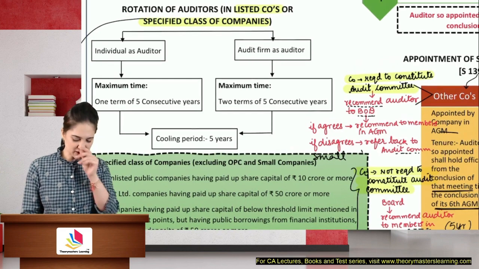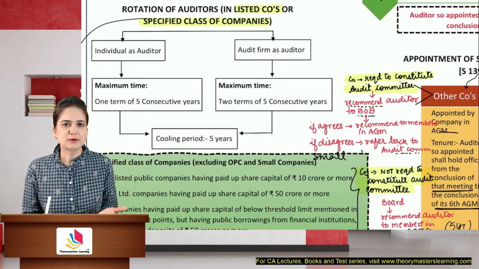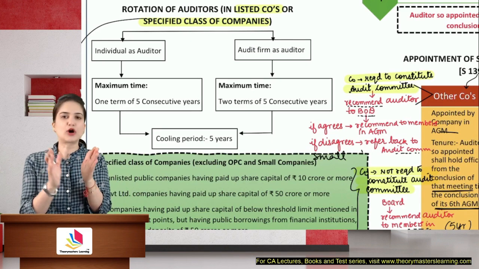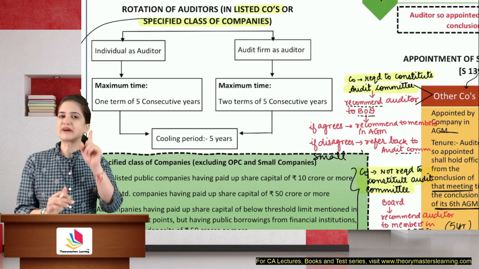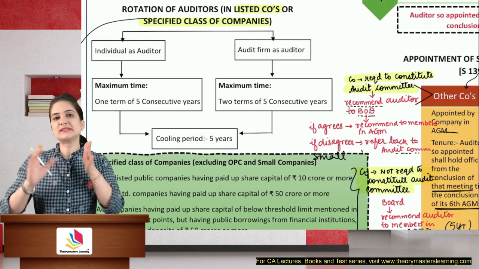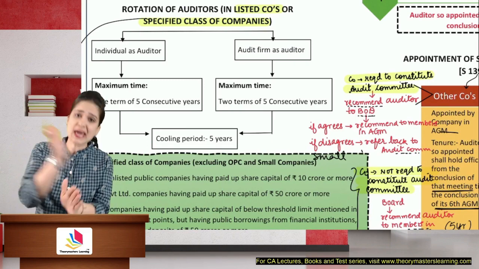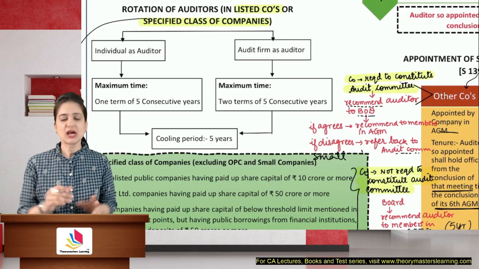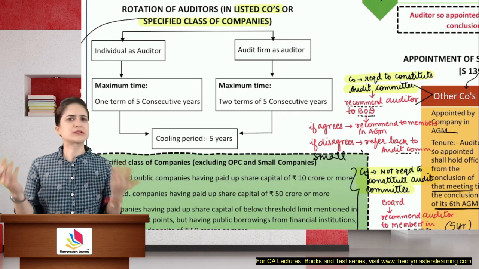So in case of a listed company, you can appoint the auditor for a term of 5 years. If you're appointing an individual, you will appoint him for one term of 5 years. After his term is over, he will be subject to a cooling period of 5 years. It means he cannot be appointed as an auditor of the same company for 5 years. After the cooling period is over, you can either reappoint him or appoint someone else.